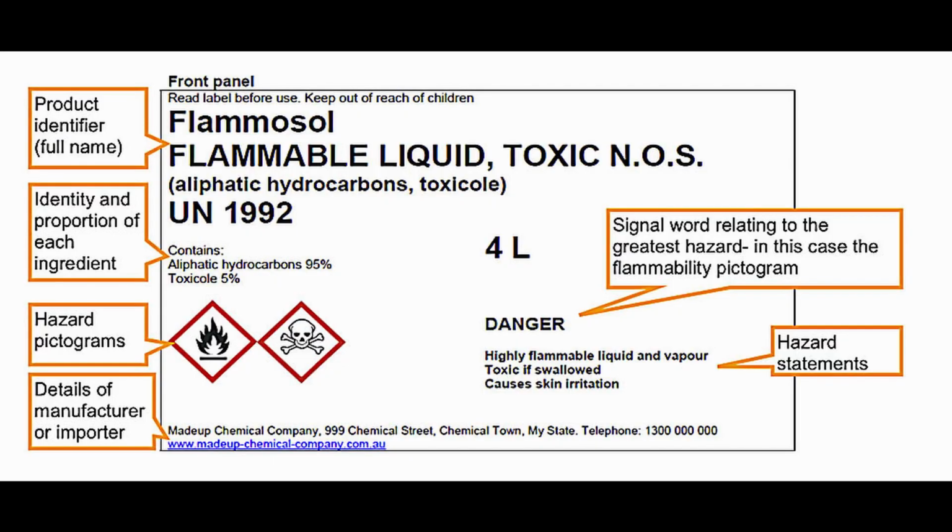HazCom 2012 provides chemical manufacturers and importers the information to be conveyed once they have determined the hazard of a chemical. The labels you receive on a shipped container must have the product identifier, signal word, hazard statements, pictograms, precautionary statements, and the name, address, and phone number of the responsible party. It's important that you understand these terms, so let me break them down for you.